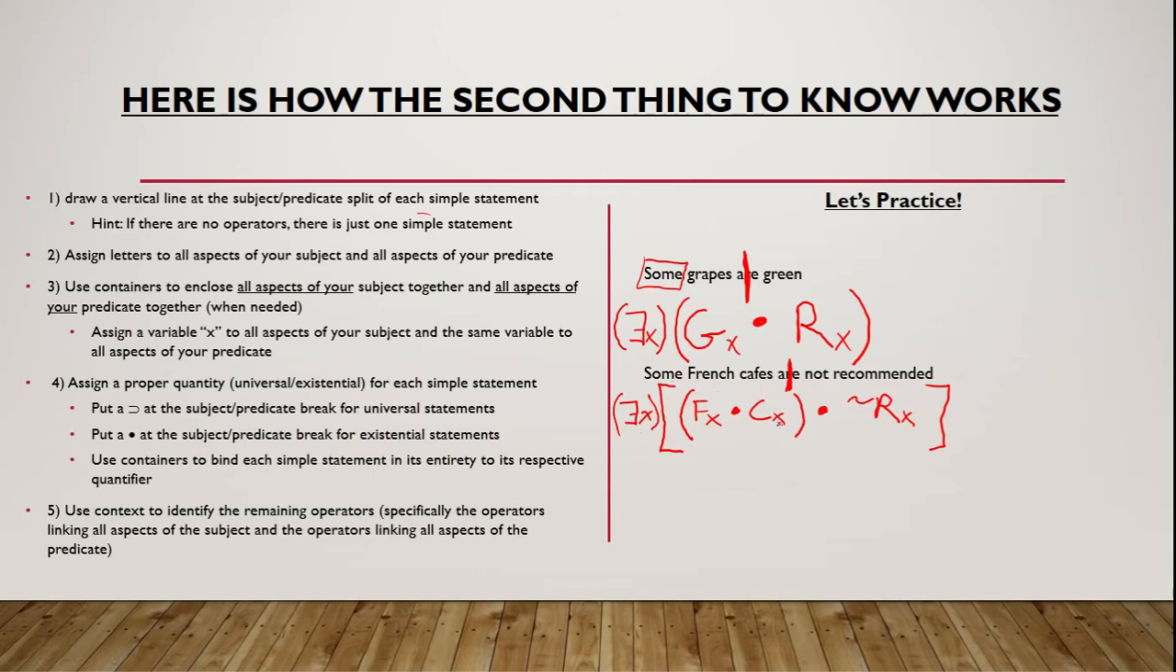So here's the whole statement. There exists an X such that X is French and X is a cafe and X is not recommended.